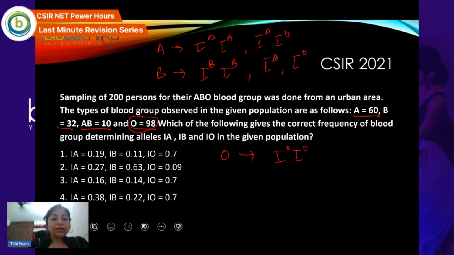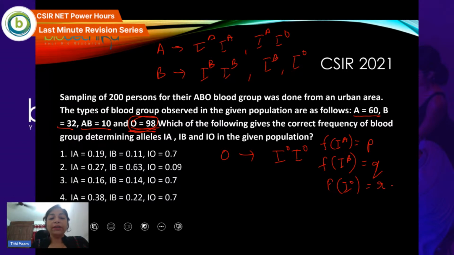Okay. So let's suppose that frequency of IA, let that be P, frequency of IB, let that be Q, and frequency of IO, let that be R. So O blood group means only one genotype, that is R square. So how much is R square given to us? 98 by 200. This is also one thing you have to remember, that this is frequency, so you have to divide it by the total individuals. So 98 by 200 is equal to R square, which will be equal to 0.49.